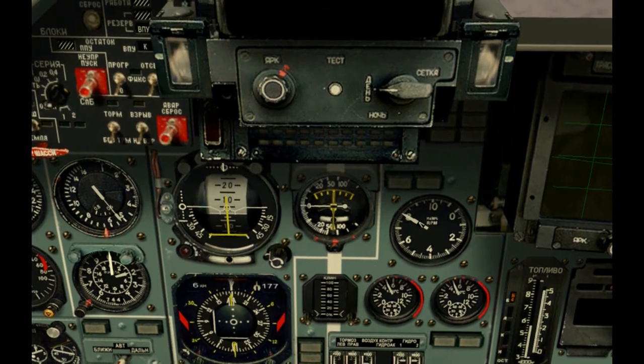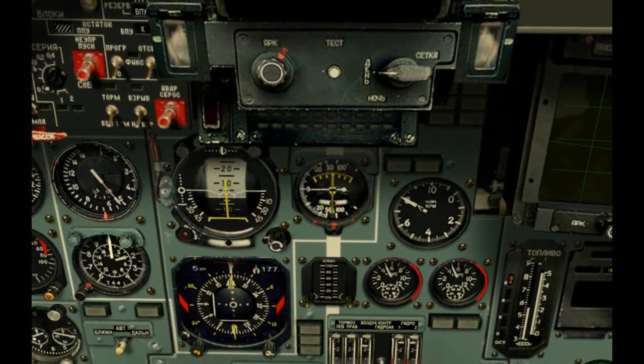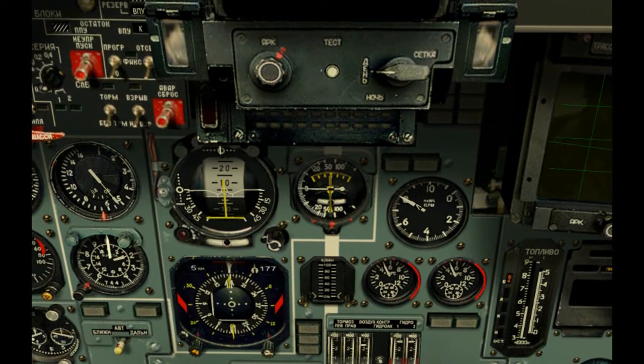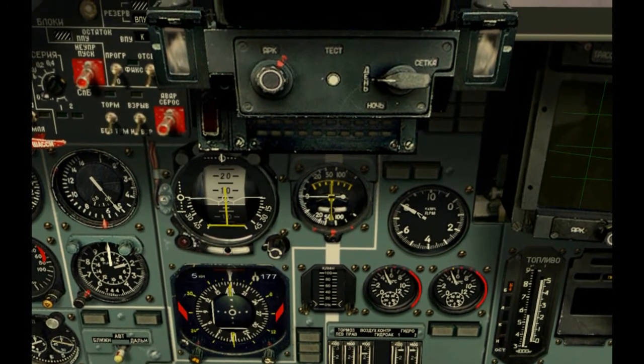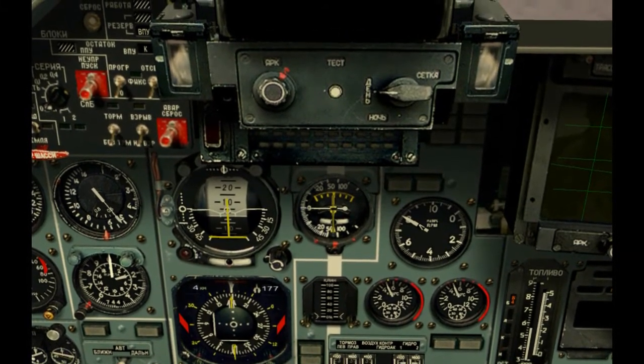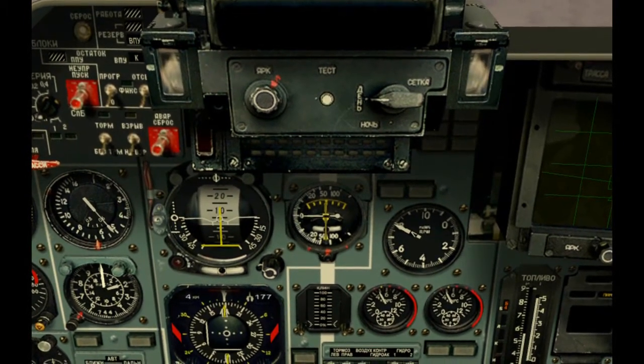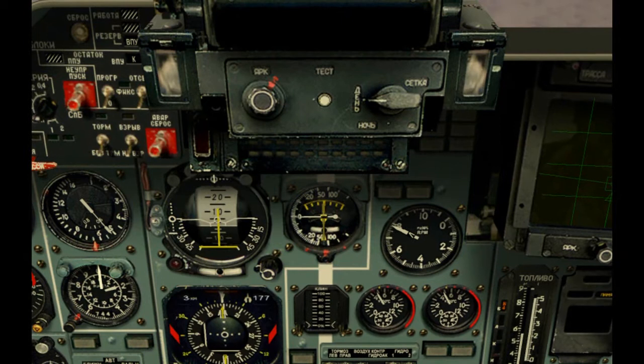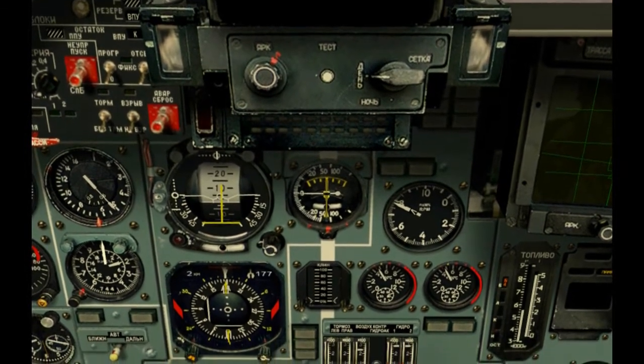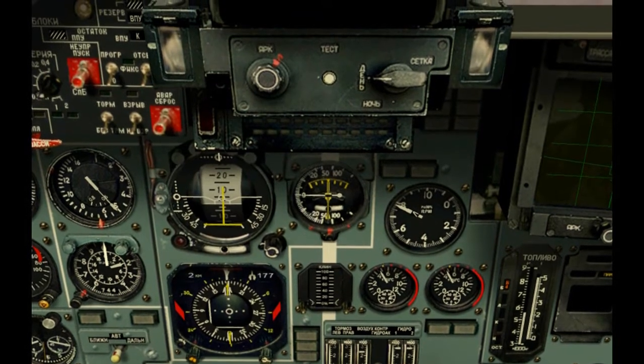Below the ADI you have the HSI. In the upper left you have the range to the next waypoint, in the upper right the heading to the next waypoint. The yellow needle in the ring represents the direct heading to the next waypoint, and the white needles to either side of that represent the assigned course to that waypoint. When you have both of those lined up, you're on the proper heading and course to that waypoint.